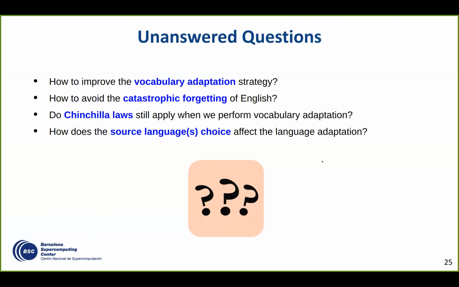Another question, how does the choice of the source language affect the language adaptation? Is starting from a multilingual model always better, going deductively from linguistically general to language specific, or is it sometimes better to go from a specific language to a different one?